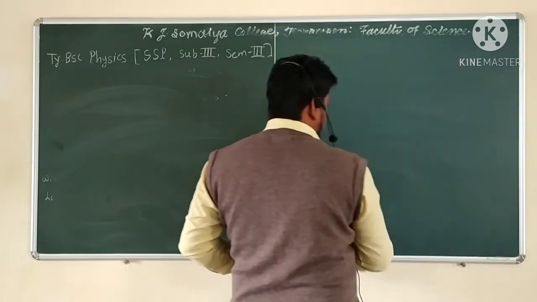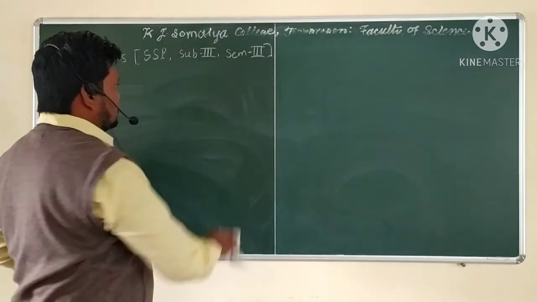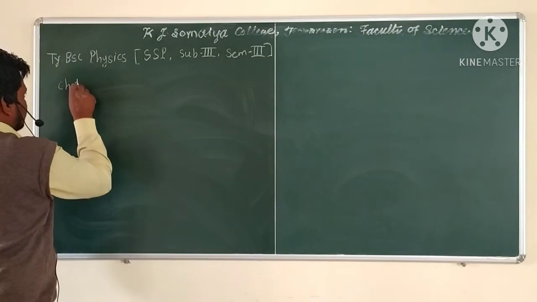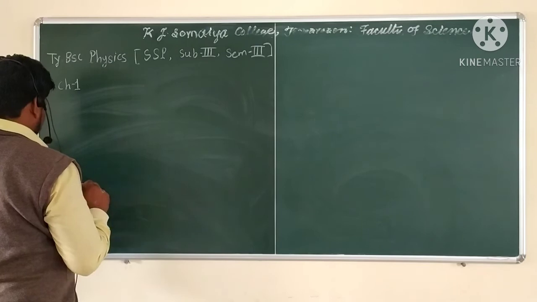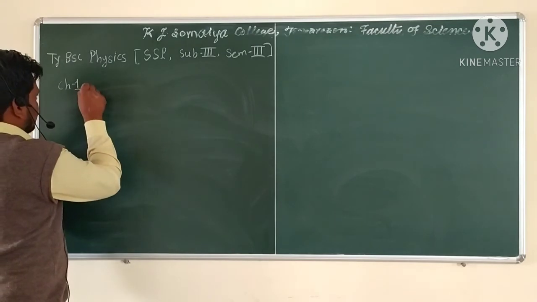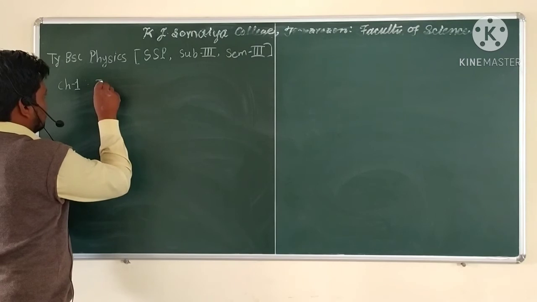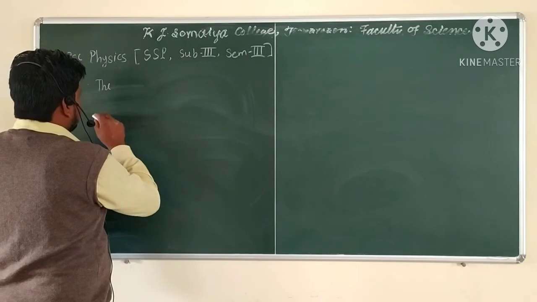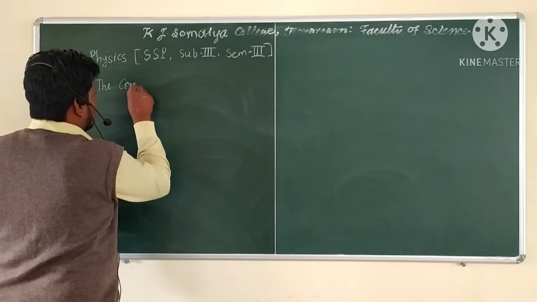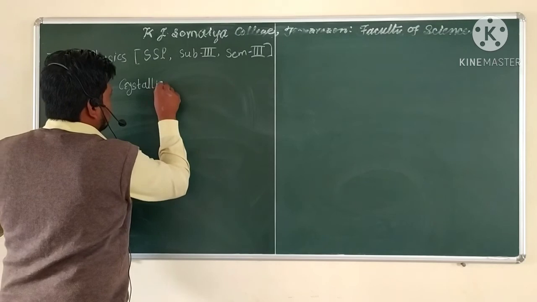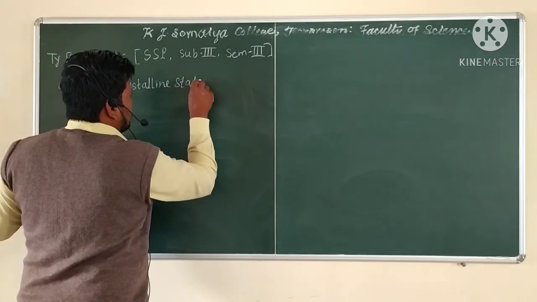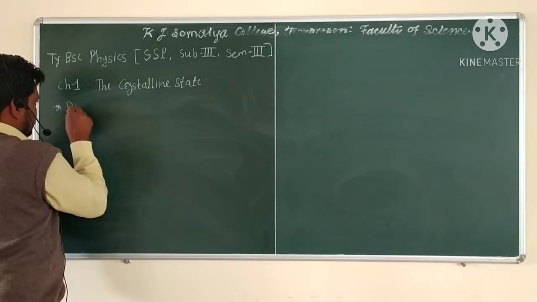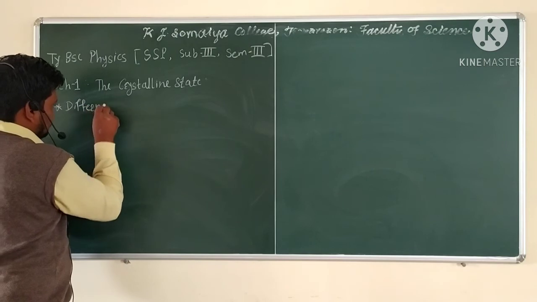And here the three main vectors are vector A, vector B and vector C. In correspondence with these three vectors, the three angles made in between them are angle alpha, beta and gamma. So we want to continue here the chapter, the crystalline state, and we want to see the main point, which is the different types of lattices.